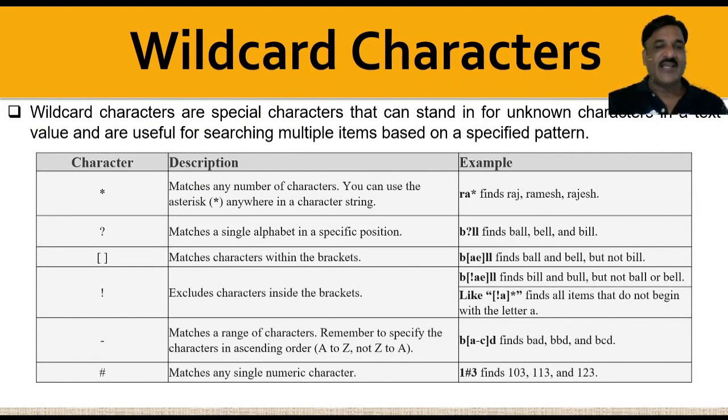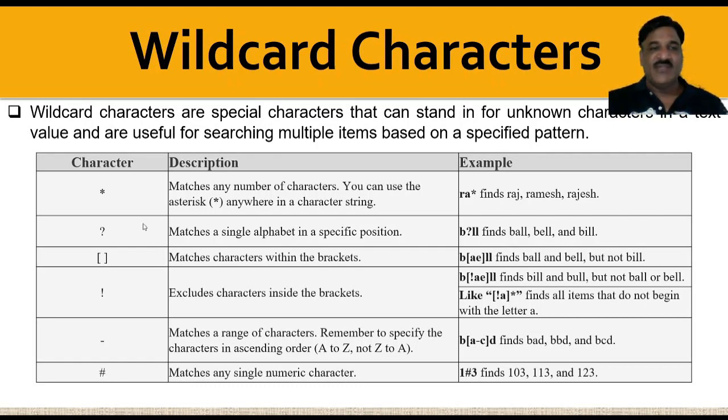Then we have wildcard characters, which are special characters that can stand in for an unknown character in a text value and are useful for searching multiple items based on a specified pattern. Star is useful to represent one or more characters. Suppose you want to search all the students whose name starts with RA, followed by any number of characters. In that case, you can use a star. For example, your database may contain names like Raj, Ramesh, Rajesh, etc. All those values will get displayed.